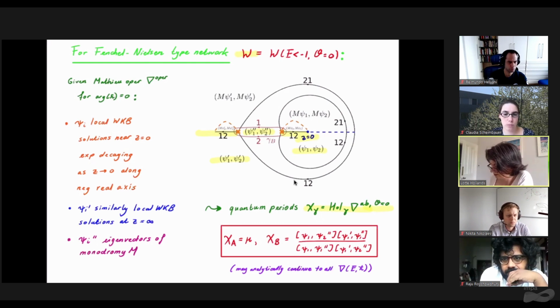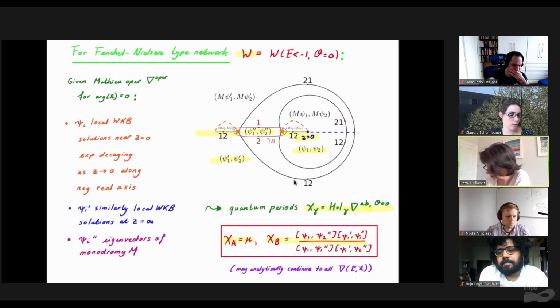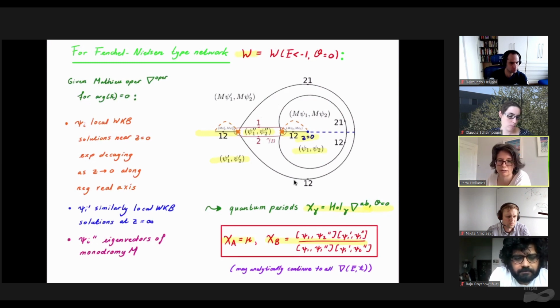And what you find is that, for instance, the spectral coordinate, which is labeled by the A cycle, is given by an eigenvalue of this monodromy M. Whereas the spectral coordinate corresponding to the B cycle is a ratio of Wronskians of these solutions, psi I, psi I prime and psi I double prime. As I've noted before, we can analytically continue these quantum periods, these coordinates, over the whole moduli space of flat connections.